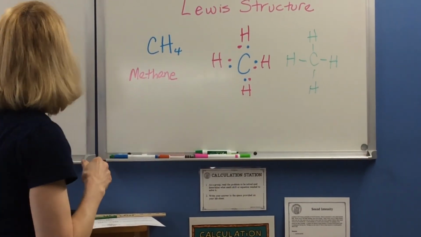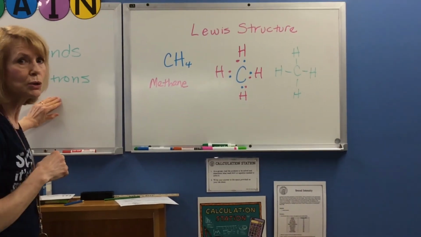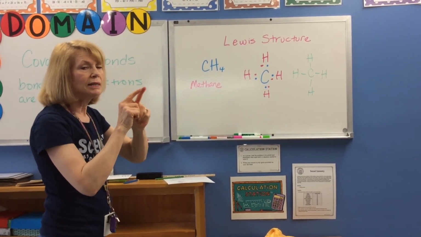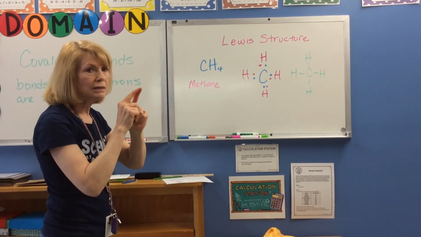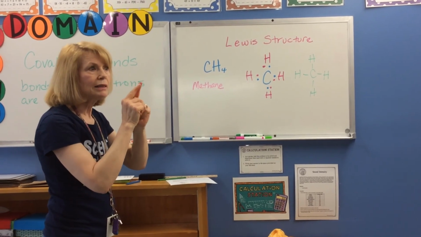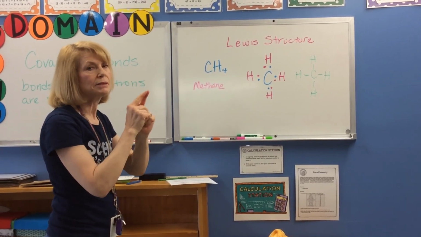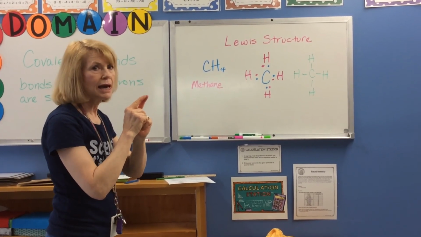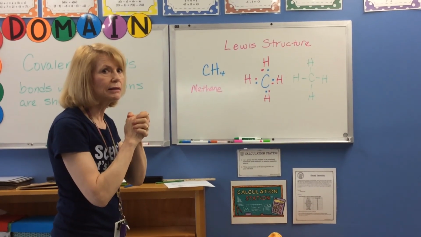Okay, so just remember, covalent bonds, so sharing electrons. If there's a covalent bond, the electrons in the covalent bond are available to both atoms. So they count for both atoms. Okay? So that's how covalent bonds form.